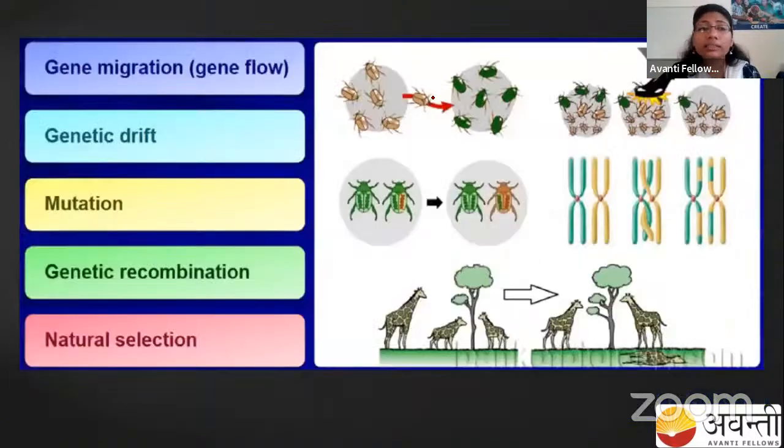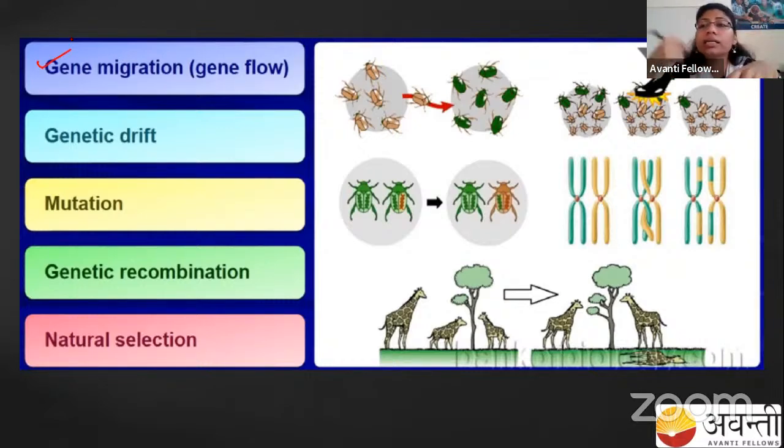So those factors are these five factors. Gene migration means an individual moves from one geographical region to another. For example, we have different breeds of dog: pug, Labrador, golden retriever, but all of those are dogs. If we mix two different breeds of dog, the resulting offspring will be a hybrid.